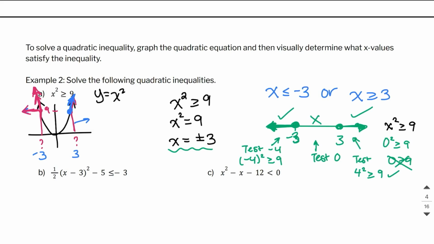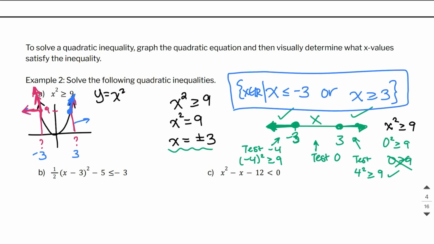So just really quickly, if I want to write this out in proper notation, we're going to say here that x is an element of the reals such that x is less than or equal to -3, or x is greater than or equal to 3. This is in set notation. Or I could say that x is an element of -infinity to -3, combined with union means or 3 to infinity.